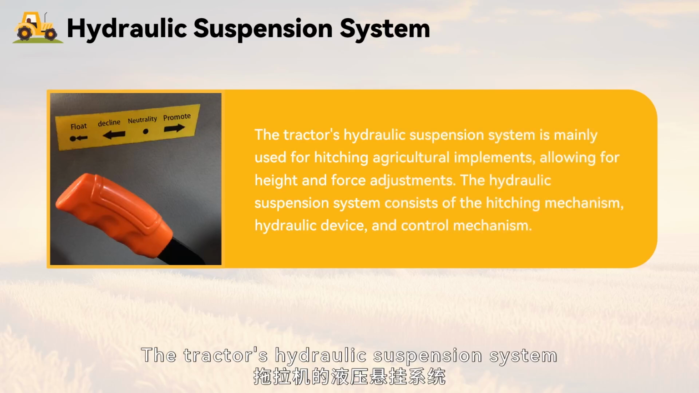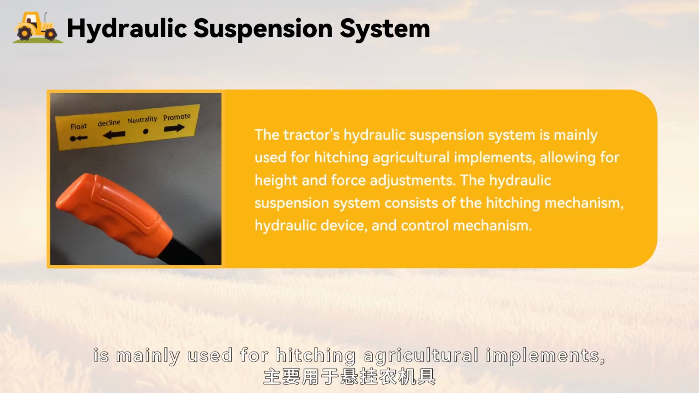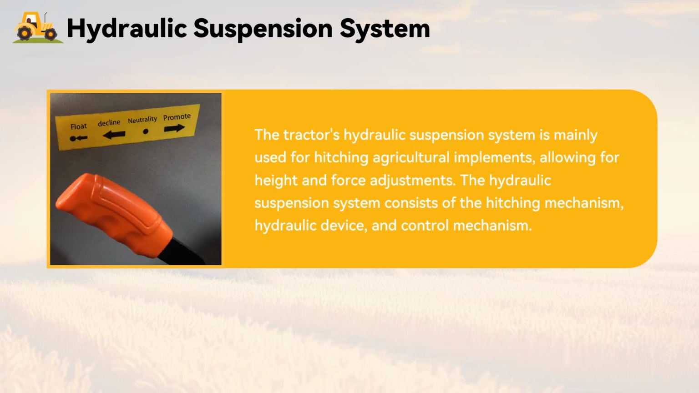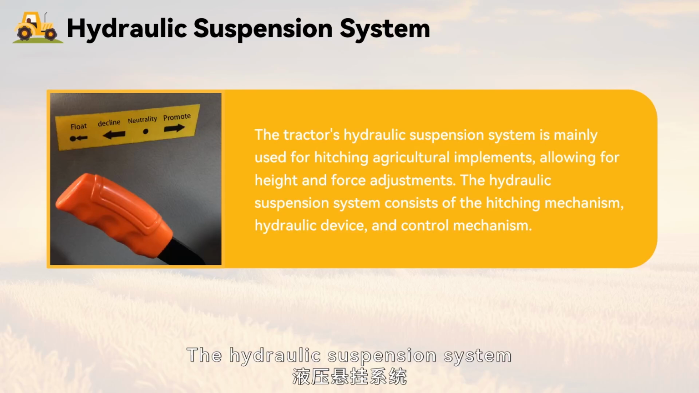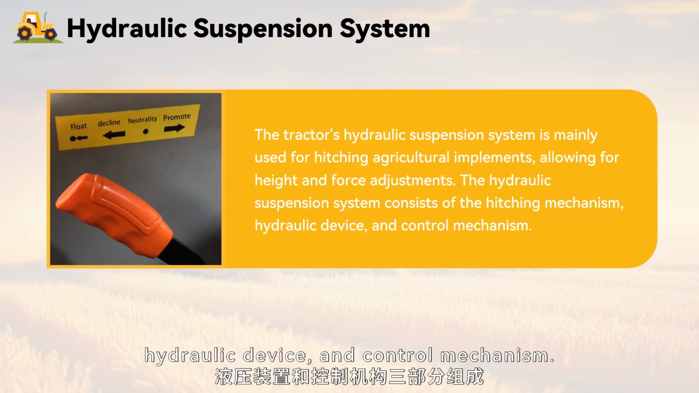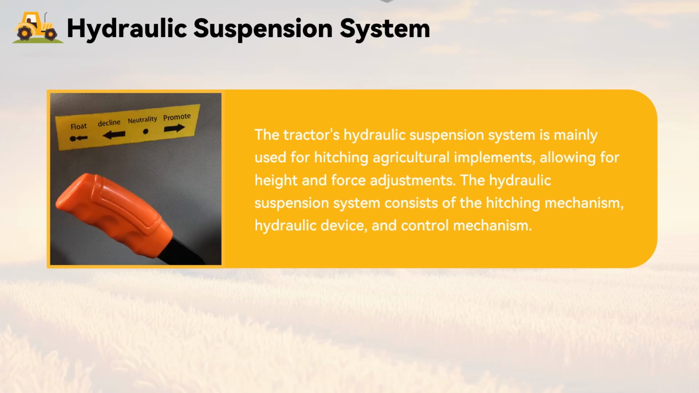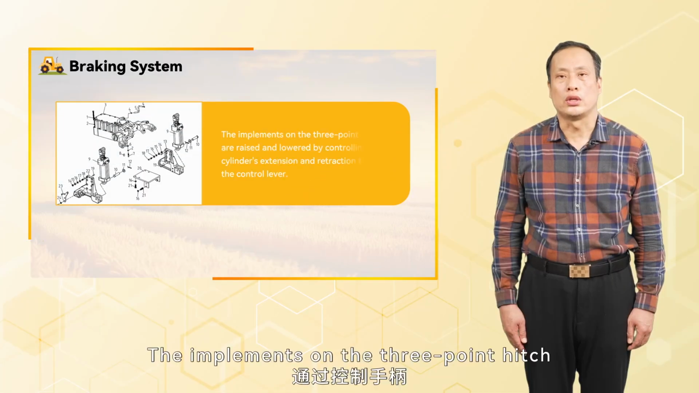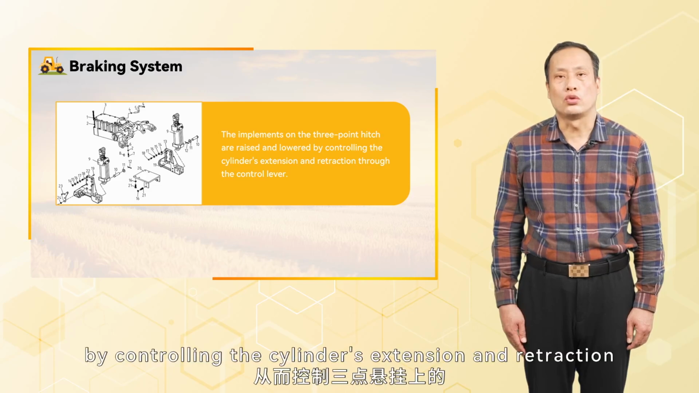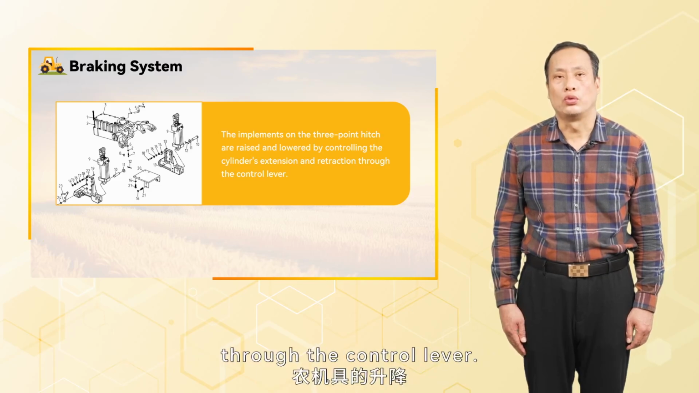The tractor's hydraulic suspension system is mainly used for hitching agricultural implements, allowing for height and force adjustments. The hydraulic suspension system consists of the hitching mechanism, hydraulic device, and control mechanism. The implements on the 3-point hitch are raised and lowered by controlling the cylinder's extension and retraction through the control lever.